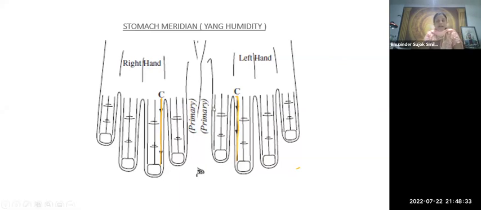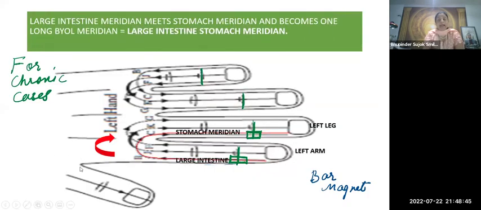So for the left hand and right hand: for males, if they work on the left hand it is very good. For females, if they work on the right hand it is very good. So this is the stomach meridian. And in all very chronic cases, because in our Sujok science there is a rule, a relation between the stomach meridian and the large intestine meridian, we tonify the large intestine in chronic cases. Also this large intestine meridian is very good if a person has diarrhea and loose motion.